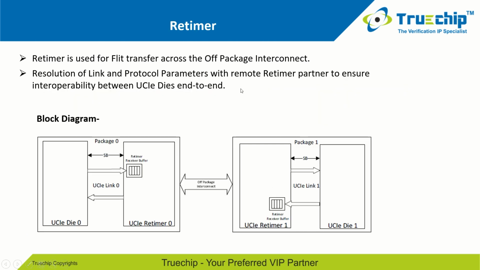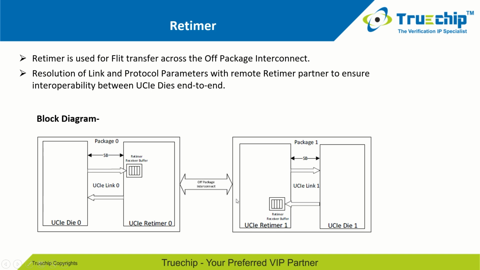Now let's go through the retimer. The retimer is used for Flit transfer across the off-package interconnect, resolution of link and protocol parameters with the remote retimer partner to ensure interoperability between UCIe dies end to end. So we can see here in the block diagram package 0 and package 1 that are connected through the off-package interconnect.